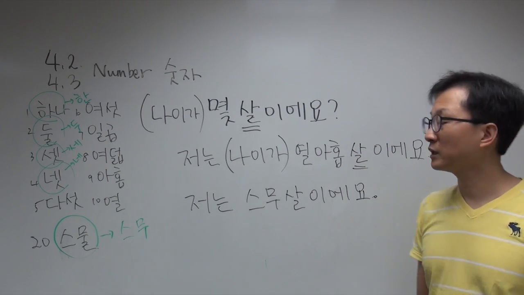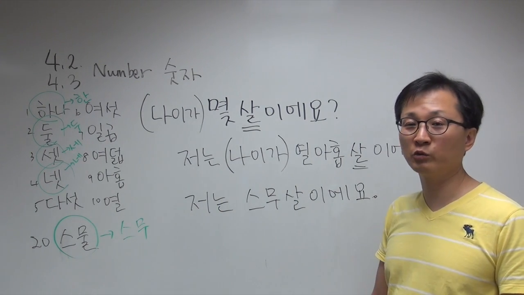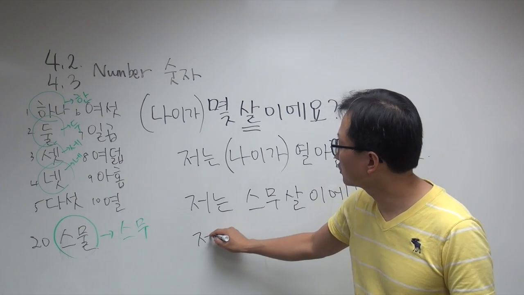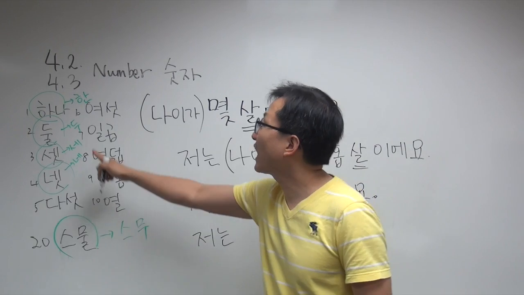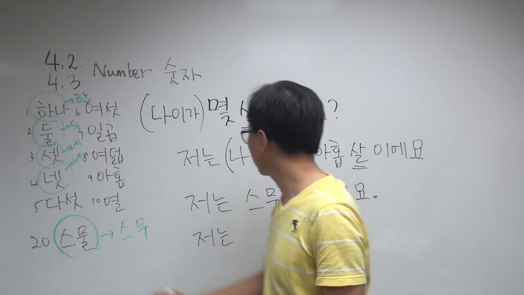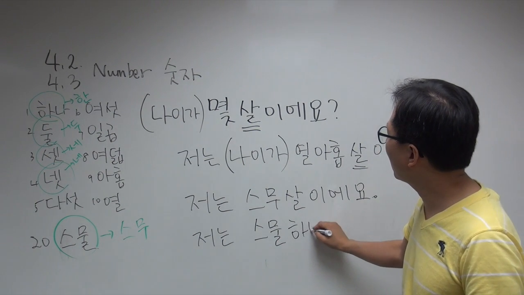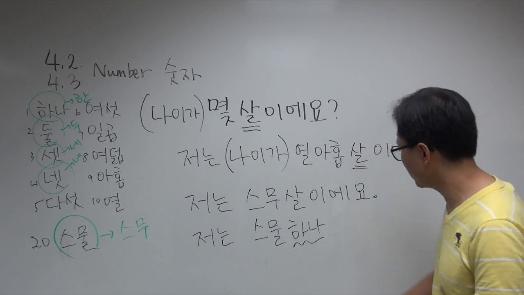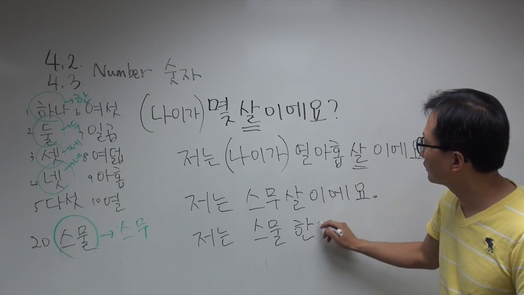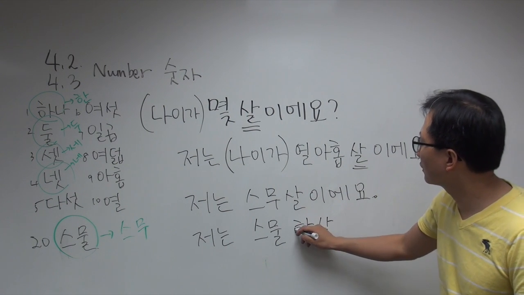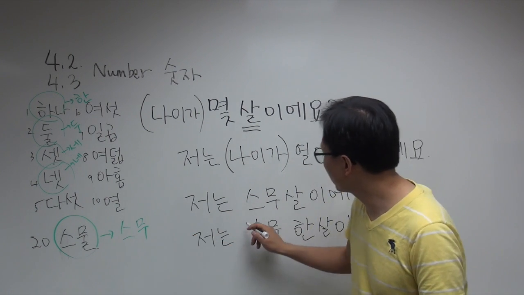Okay, does it make sense? Any of you are 21, right? 21 years old. Then 저는, what is 21? 스물하나. 이거든요. 스물하나. But 하나 should be changed its form like this. 한 살이에요. Remember this form.